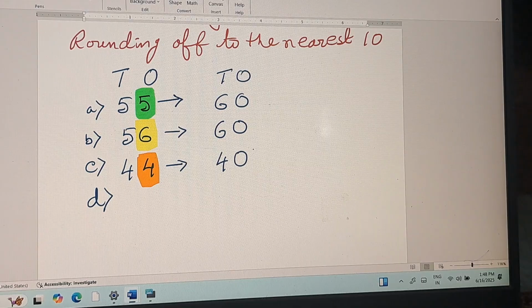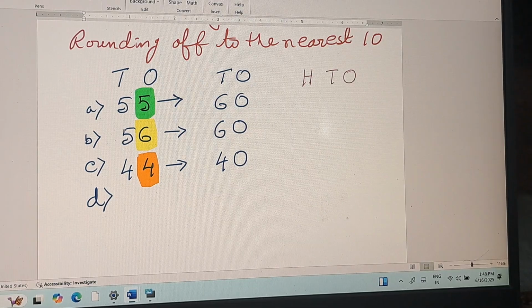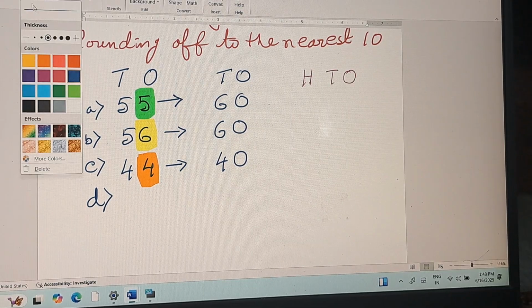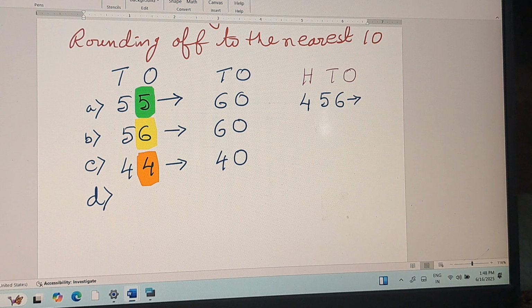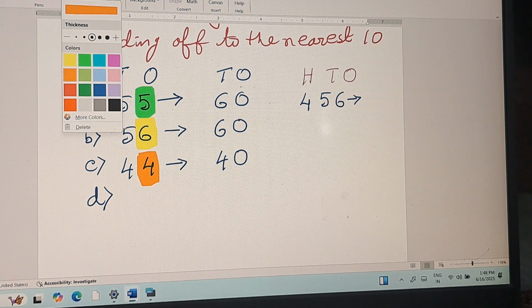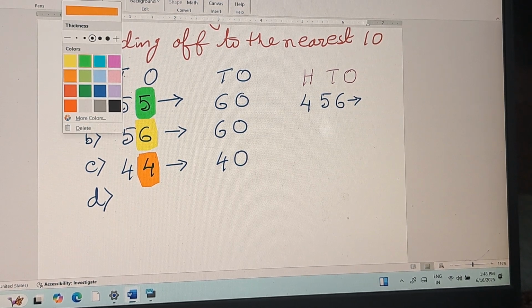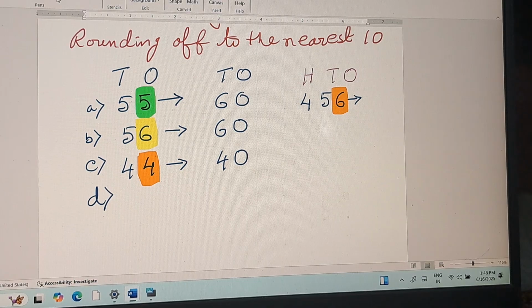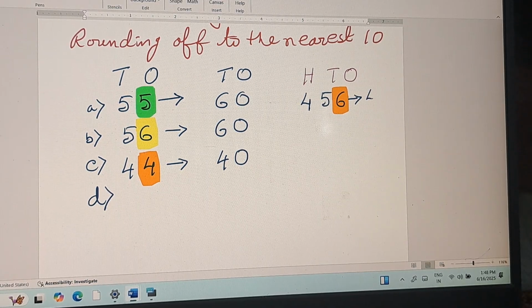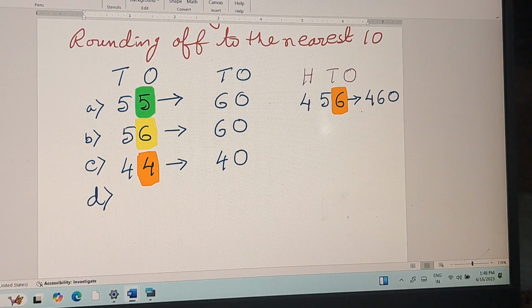Now let us take one example with a 3-digit number. Over here the number we are taking is 456. So which place we have to check? Again the ones place we have to check. In this 456, in ones place we can see the value is 6, which is more than 5. So the answer will be 460. It will be rounding up.